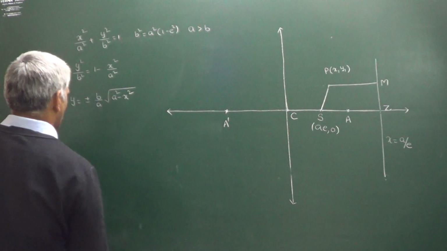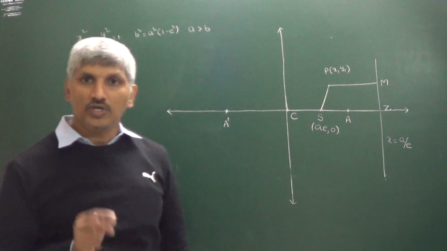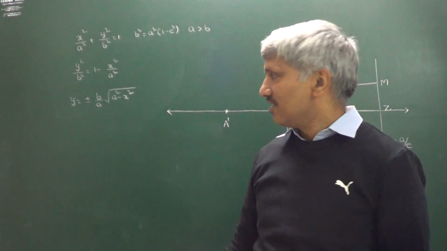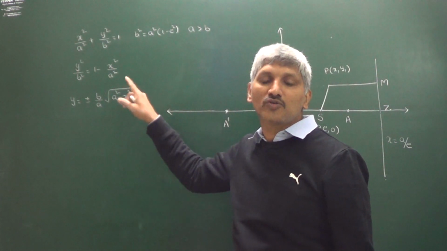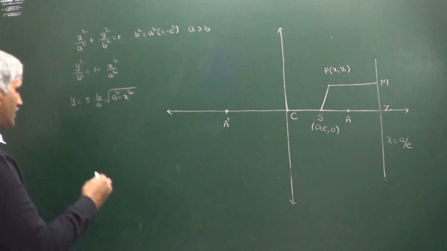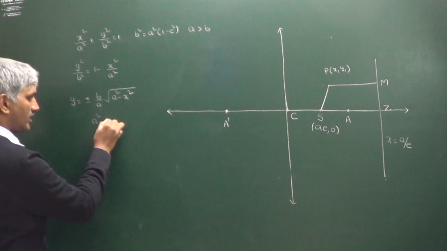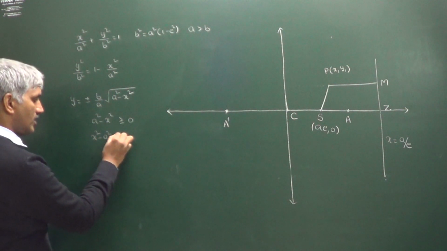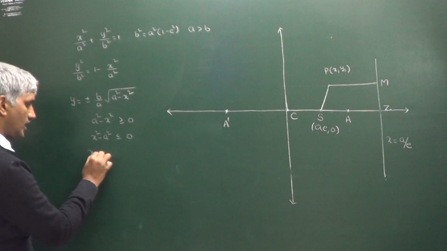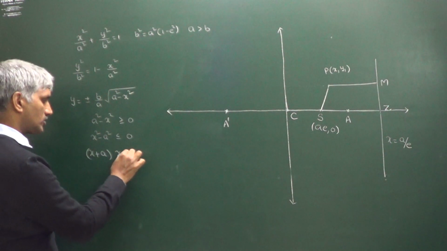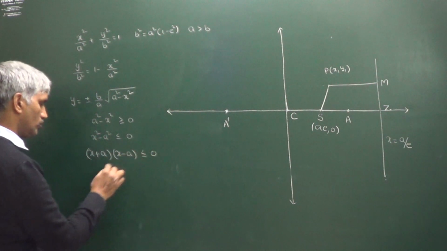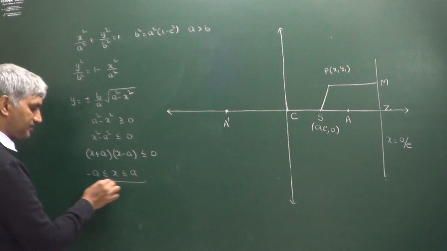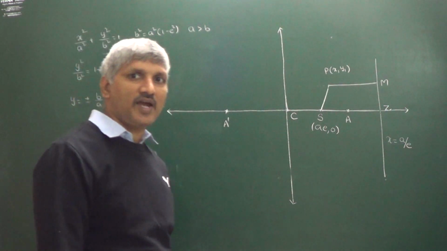At the same time you can observe, sir, you are saying for every x value, any value we can give. X value we can give more than a also. If we are giving x value more than a, under root we are getting negative. So that's why you can check here, a square minus x square must be greater than or equal to 0. That means x square minus a square must be less than or equal to 0. So we can say x plus a into x minus a less than or equal to 0. That's why we can say x value lies between minus a and plus a.